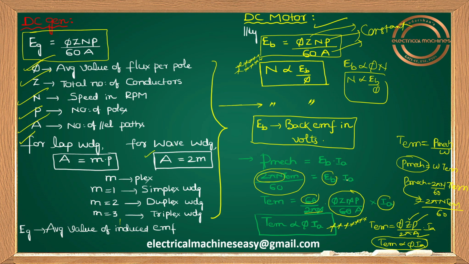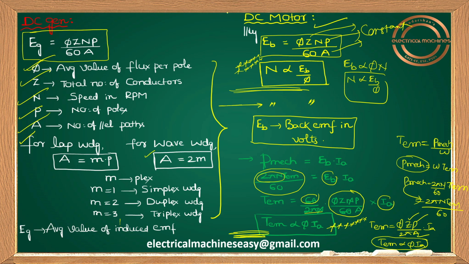Okay, if you observe clearly, in DC machines, whatever was asked previously in GATE and IES examinations, most of the questions are coming from speed control of DC motor. So if you know these two relations, N proportional to EB by phi and T proportional to phi into IA, maximum questions can be solved. That's why N proportional to EB by phi and T proportional to phi into IA are important relations you have to remember.